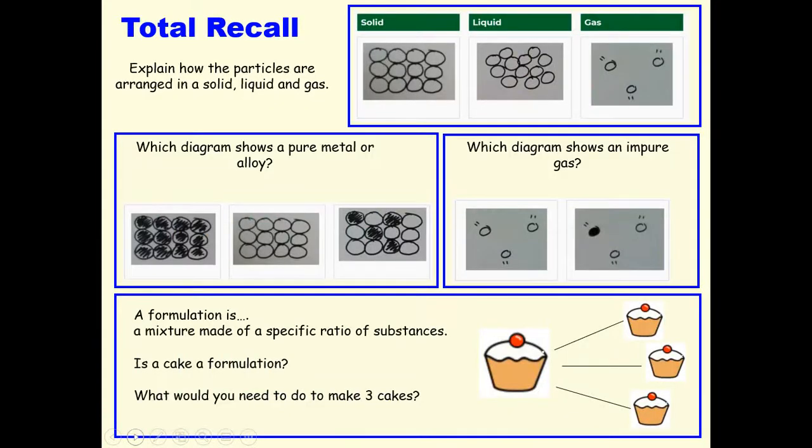Okay, let's start off with our total recall. I'd like you to look at the pictures at the top of the particle diagrams of the solid, liquid and a gas. And then I'd like you in your book to explain how the particles are arranged in a solid, a liquid and a gas. You can draw them as well if you want to. Then I'd like you to tell me which diagram shows a pure metal or an alloy or both. You can just label the diagrams that you could draw in your book.